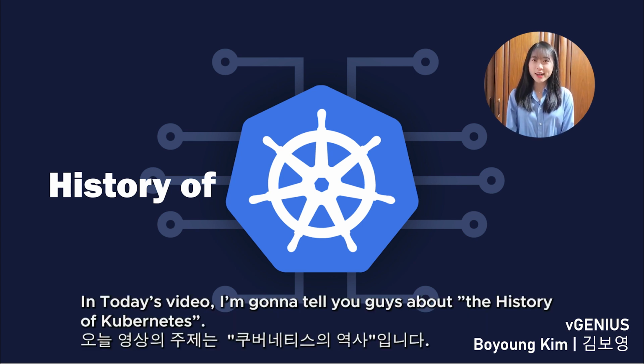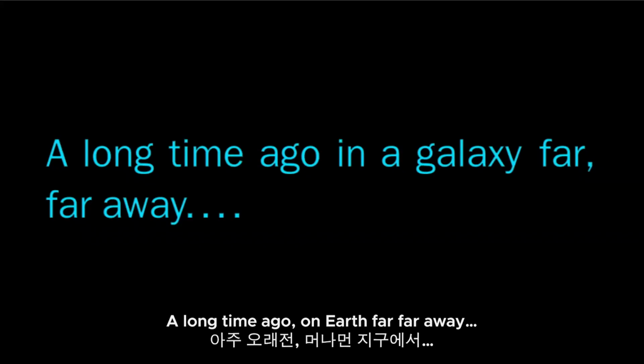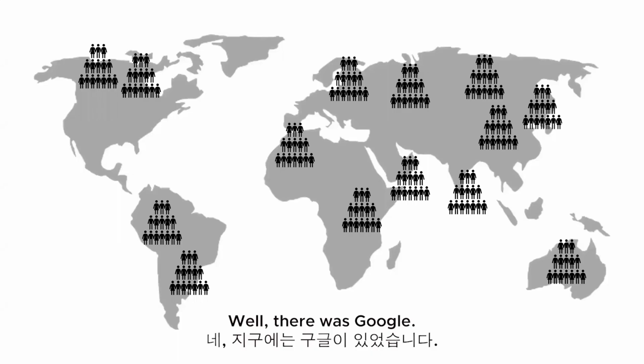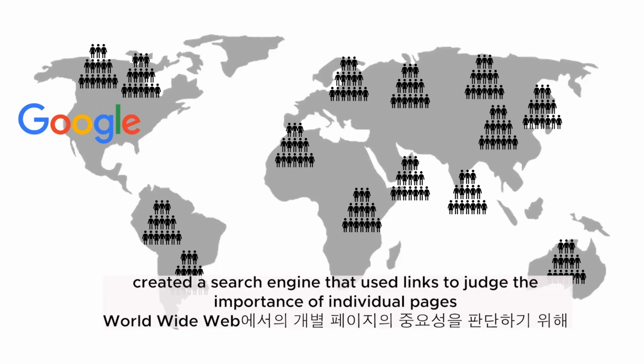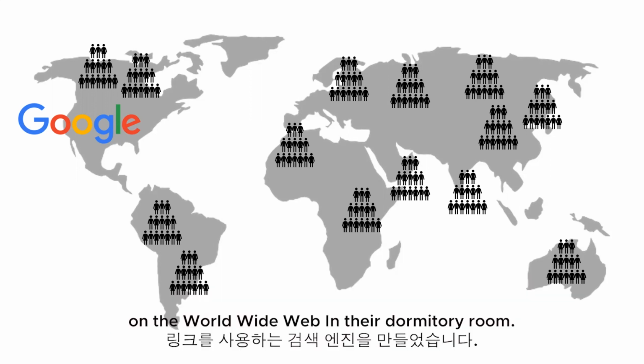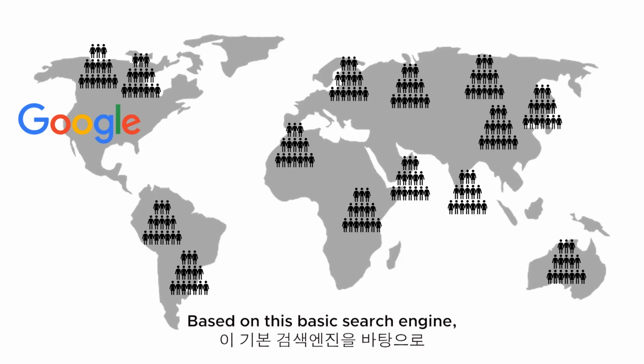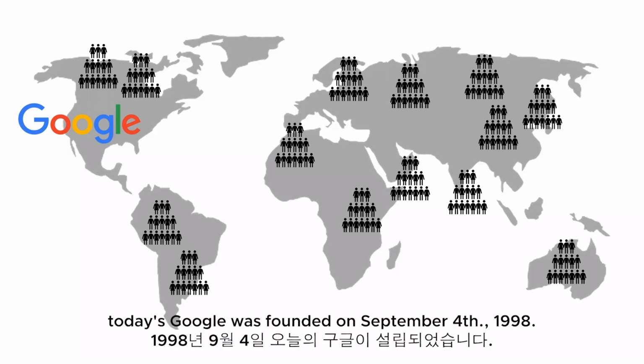Today I'm going to talk to you guys about the history of Kubernetes. A long time ago, in a far, far away place where there was Google, Larry Page and Sergey Brin, two PhD students at Stanford University, created a search engine in their dormitory room that used links to judge the importance of individual pages on the World Wide Web. Based on this basic search engine, today's Google was founded on September 1st, 1998.